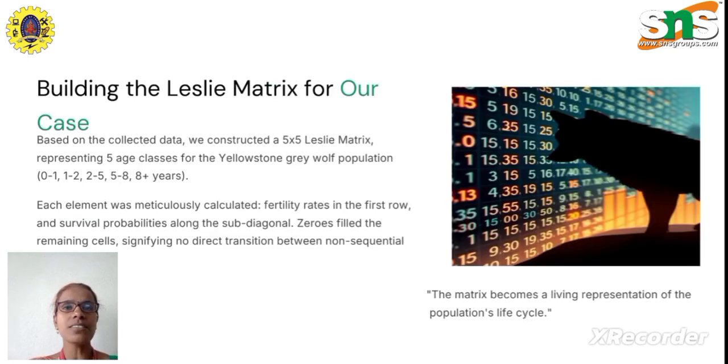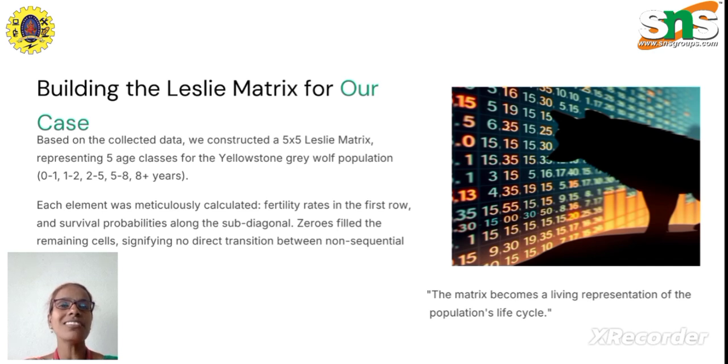So the next thing is building the Leslie matrix for our case. Based on the data collected, we constructed a 5x5 Leslie matrix which is going to represent the 5 age classes for the Yellowstone grey wolf population: 0 to 1 is the first class, 1 to 2 the second, 2 to 5 the third, 5 to 8 the fourth, and 8 plus years is the fifth.